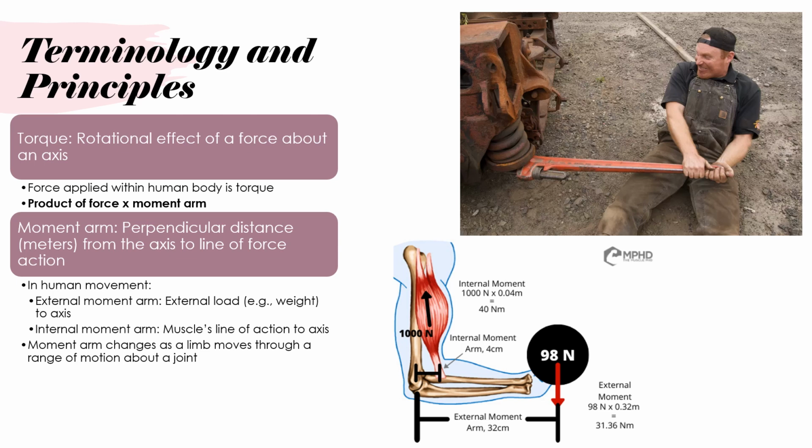Get a bigger wrench is really what it's all about. You want to increase that moment arm. So those people with long levers, long arms, long limbs can produce a lot of force.